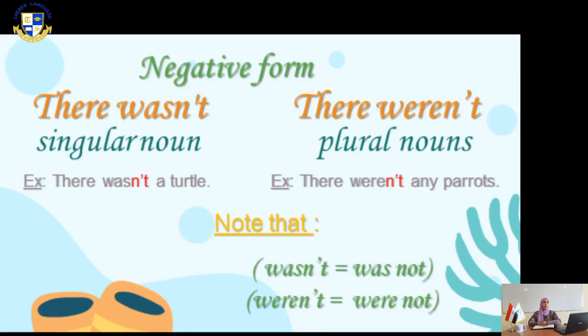For example, there wasn't a turtle. Before, the example was, there was a turtle. Now I want to say no, there wasn't a turtle. There were some parrots. Now, there weren't any parrots. And the note here again, that wasn't means was not, weren't means were not.